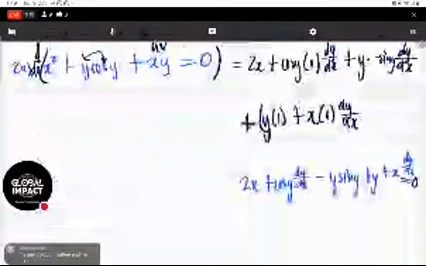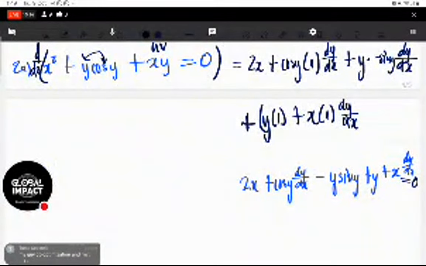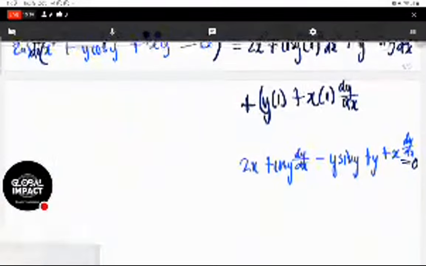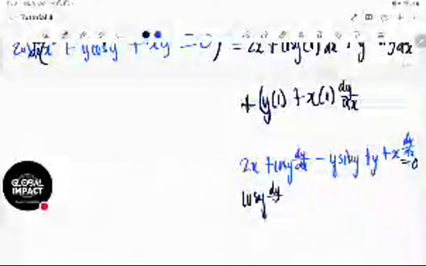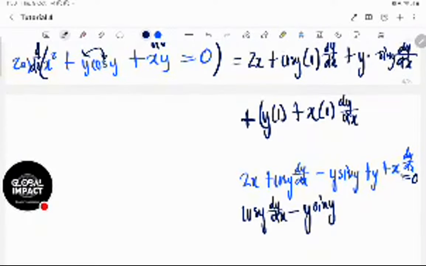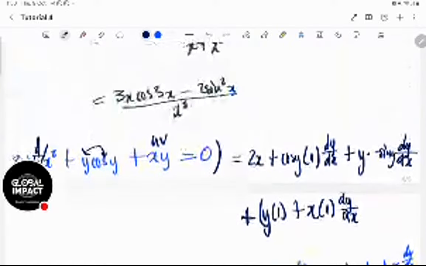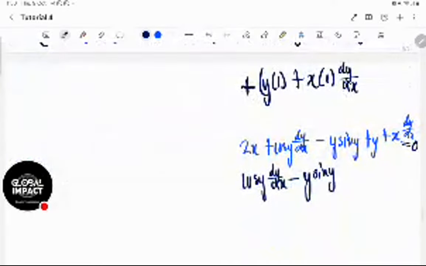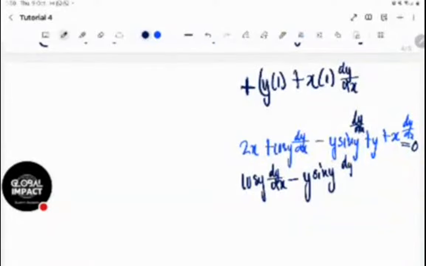Now you're just going to make dy dx the subject. So first you take everything which doesn't have dy dx to the other side. You remain with cos y dy dx minus, here you say minus y sine y. Why is this one not having dy dx? Why sine y? It has. This is dy dx. Here, you don't forget your dy dx. Plus x dy dx.